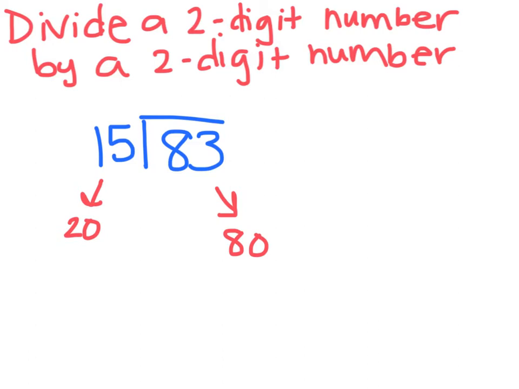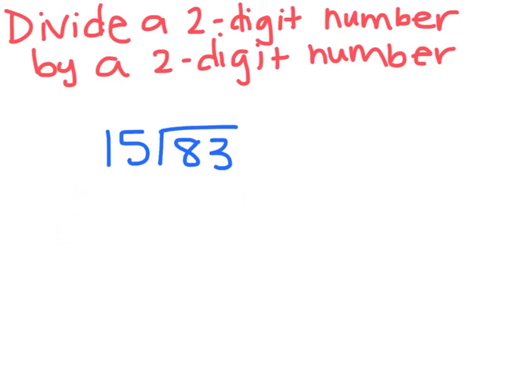Let's try it. Okay, so if we're going to make the assumption that 15 goes into 83 4 times, because 20 goes into 80 4 times, now let's multiply 15 by 4 to see how close we are to the number 83. So first we'll start by taking 4 times 5 to get an answer of 20. We're going to put the 0 underneath the ones place, but we're going to carry the 2 because we don't want to put it in our tens place yet.